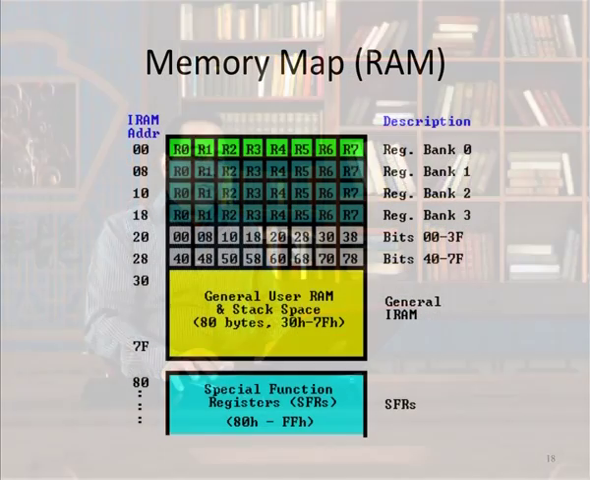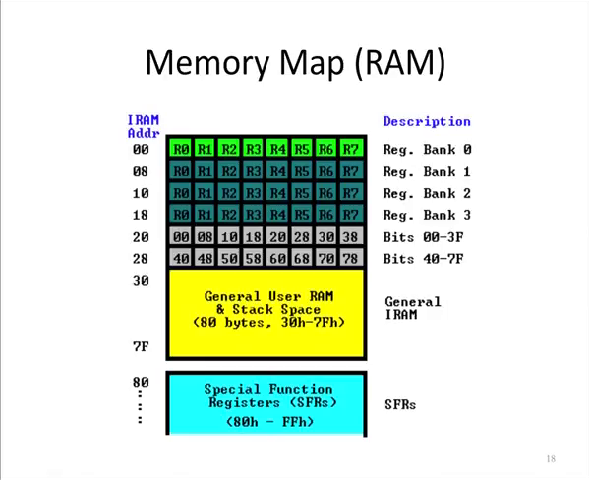Now let us see the memory map of 8051. In this we have the register banks, that is bank 0, bank 1, bank 2 and bank 3. Then there is a bit addressable area, that is 00 to 3F and 40 to 7F. Then we have the general user RAM. Its area is from 30 to 7FH. After this, there is the area known as the SFR area, that is special function registers. Its range is from 80H to FFH.